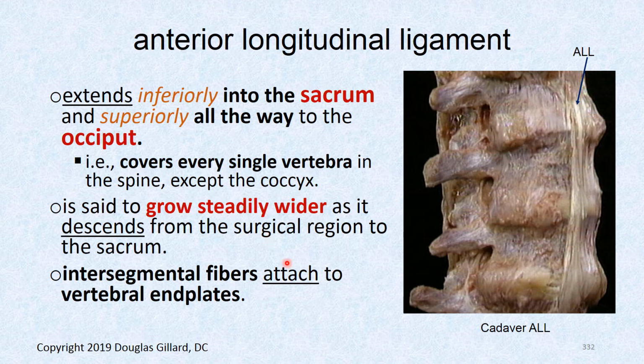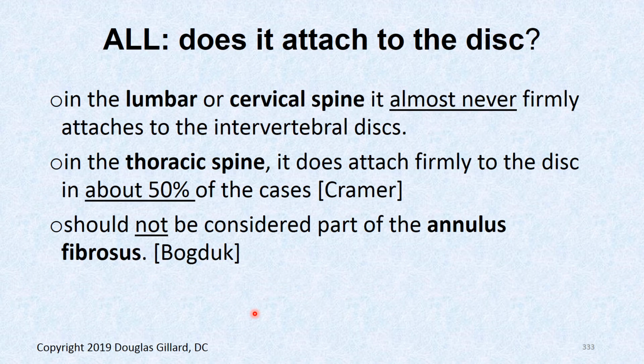And intersegmental fibers attached to the vertebral end plates. So it's attached everywhere to the vertebral end plates. Does it attach to the discs? Mainly no. Unlike the posterior longitudinal ligament, the ALL doesn't usually attach to the lumbar or cervical discs. However, in the thoracic spine, it actually anchors into the anterior part of the disc in about 50% of the cases.